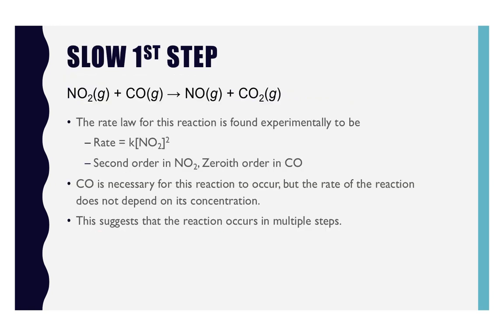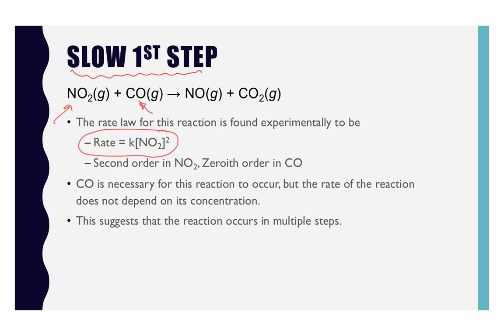All right, so let's look at that first situation, the easier situation, and that would be when the first step is slow. Okay, so using this example reaction, nitrogen dioxide plus carbon monoxide goes to nitrogen monoxide and carbon dioxide. Well, first of all, the experimental data tells us a few things. First, it tells us that the rate law for this particular reaction is rate = k[NO2]^2. In other words, it is second order in NO2, and it's 0th order in carbon monoxide. In other words, carbon monoxide is required for the reaction to happen, but how fast the reaction happens does not depend upon the amount of carbon monoxide.